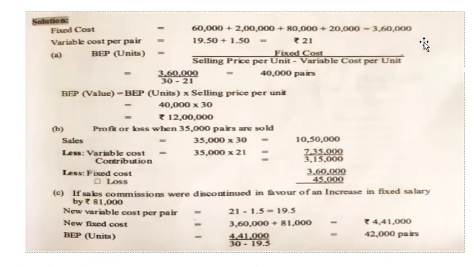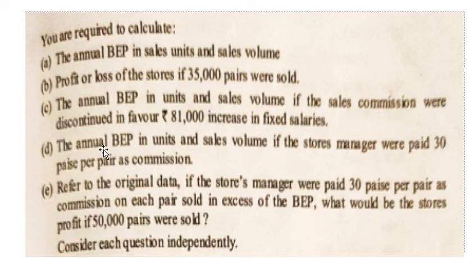So next question, what they have asked us to calculate is the annual break-even point in units and sales volume if the store's manager were paid 30 paise per pair as commission. So now each situation has different conditions. In this situation, what they have asked is to calculate break-even point in units and sales volume if the store's manager were paid 30 paise per pair as commission. So now commission is being paid. So in this situation, how are we going to calculate?